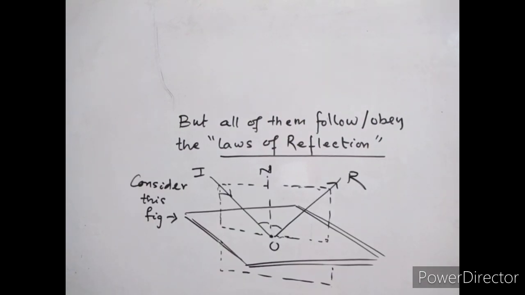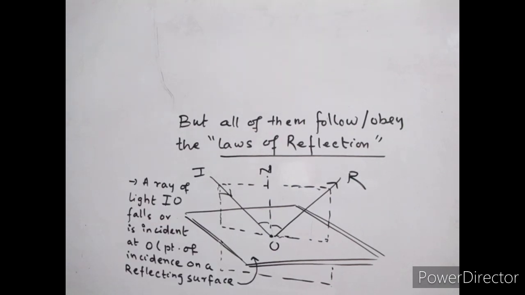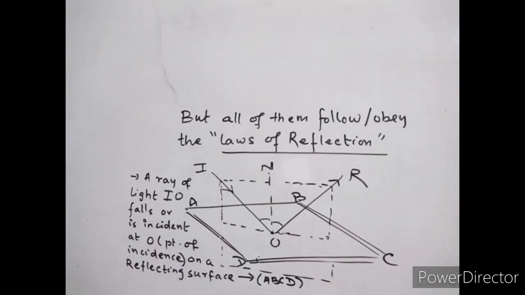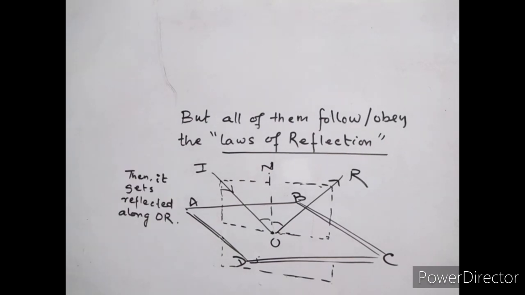Now consider this figure where an incident light ray IO that falls at the point O, which is the point of incidence of a reflecting surface given by the arrow is a horizontal one. Let me name it for you. The reflecting surface, suppose I name it as ABCD. Okay, so ABCD is that flat horizontal reflecting surface, and then it gets reflected along OR.